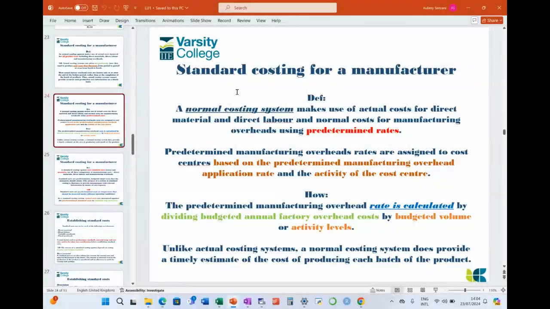Now how? The predetermined manufacturing overhead rate is calculated by dividing, wait for it, budgeted annual factory overhead costs by budgeted volume. Every time that we were calculating an application rate, we were always dividing by these two variables: the budgeted factory overhead by the volume, based on the base that we were using, or activity levels. So that is that.